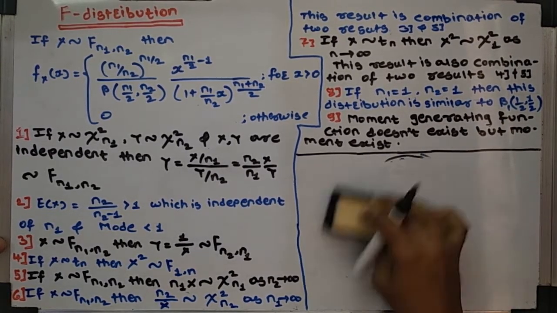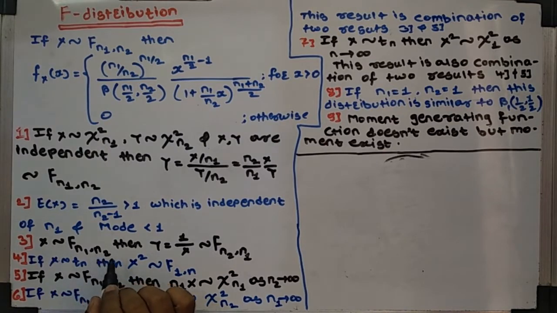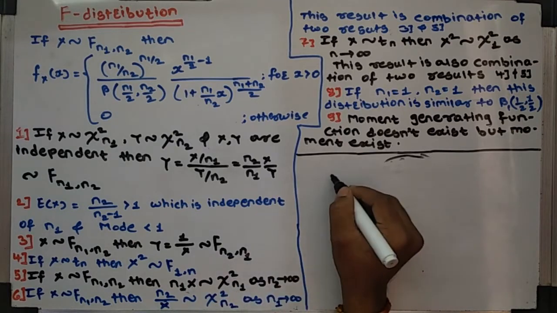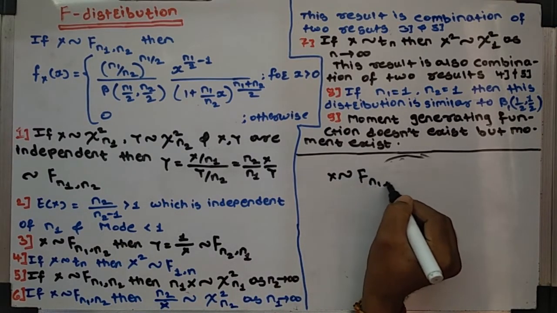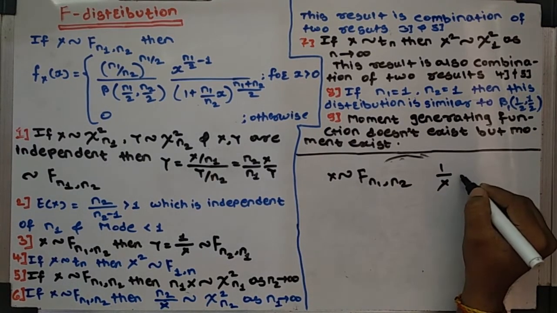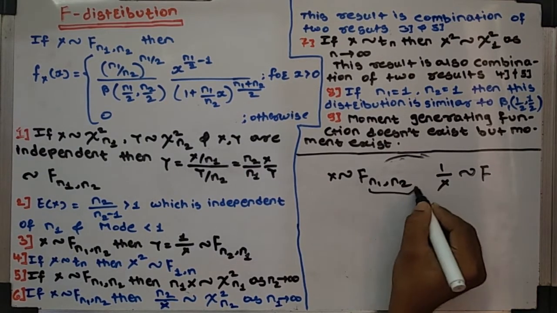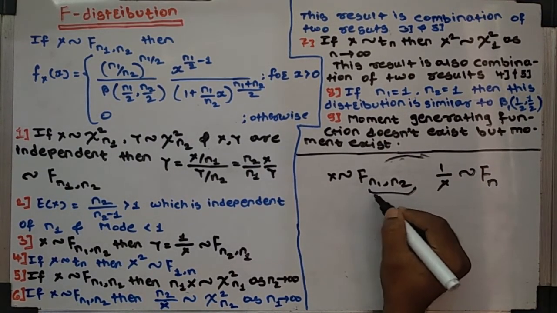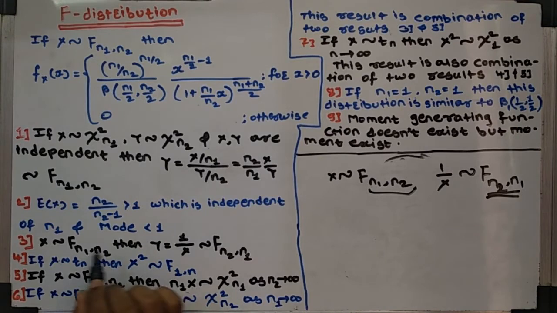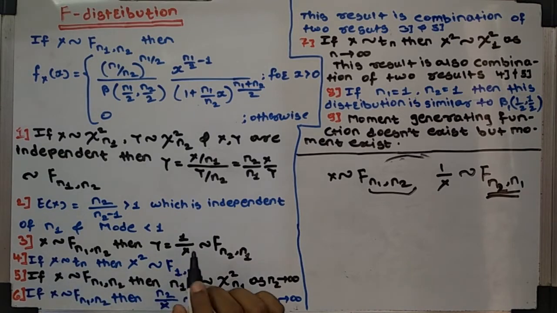Third result: X follows F with n1, n2, then Y equal to 1 upon X follows F with n2, n1. Here, if X follows F with n1, n2, then 1 upon X, that is the reciprocal of X, follows F with the degrees of freedom interchanged, that is n2 is the first degree of freedom and n1 is the second degree of freedom. This is a most important result. Fourth result: if X follows t distribution with n degrees of freedom, then X square follows F distribution with 1, n degrees of freedom.